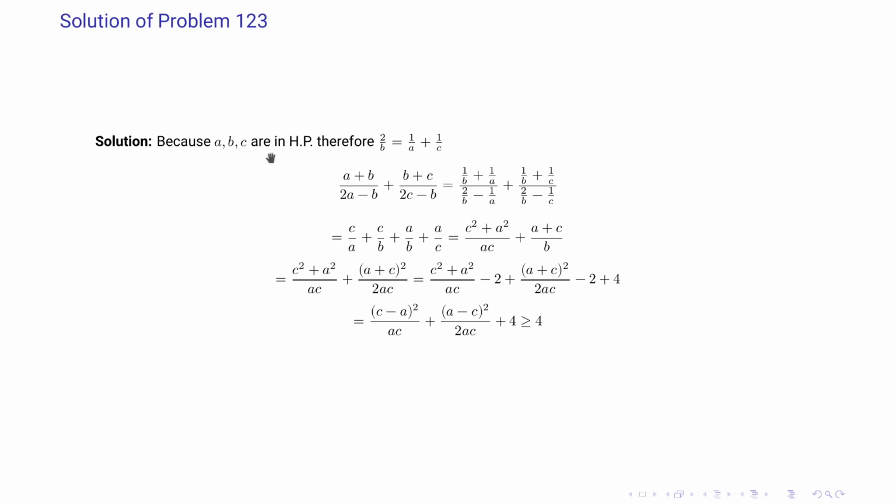So we are given that A, B, C are in HP, so 2 by B is equal to 1 by A plus 1 by C. And we are supposed to find out the value of (A plus B) by (2A minus B) plus (B plus C) by (2C minus B).